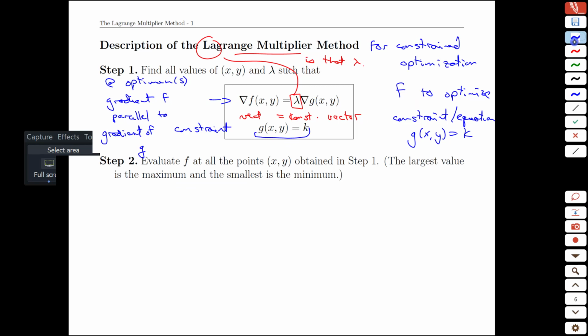Now, how does it work after that? Well, we set up these equations and we start solving for the points x and y, just like we do with the critical point analysis. And once we get the values, we take the x, y values that we get and we plug them back into f. And the largest value will be the maximum on the constraint, and the smallest value of f that we get back will be the minimum. That's usually the easy part. The more challenging part is solving those equations.